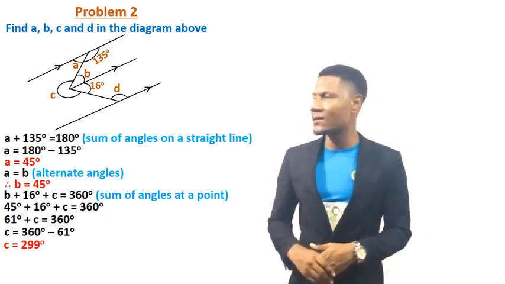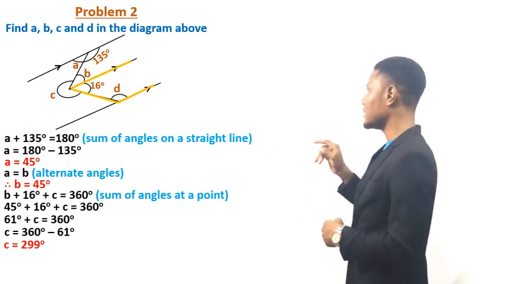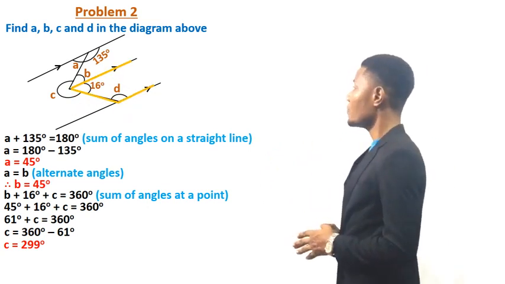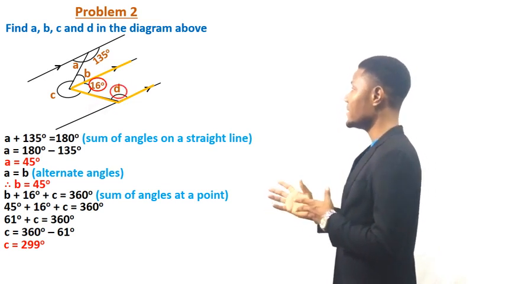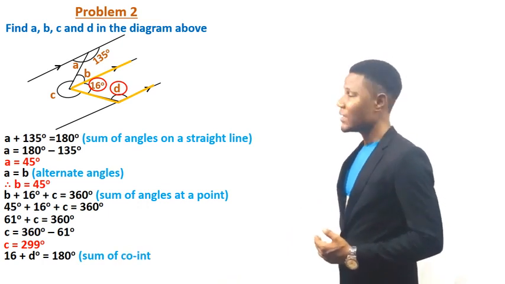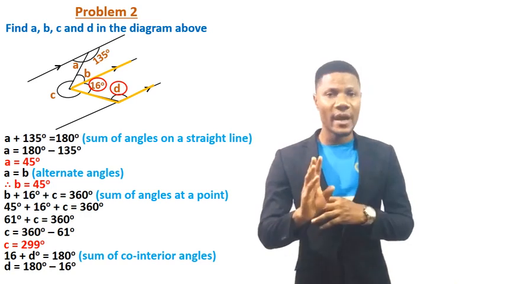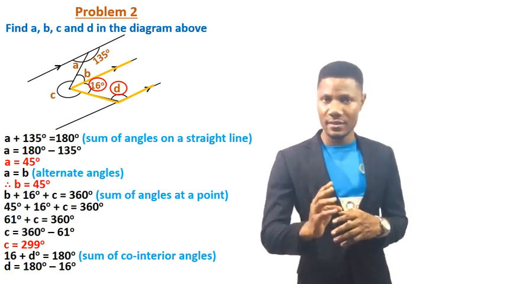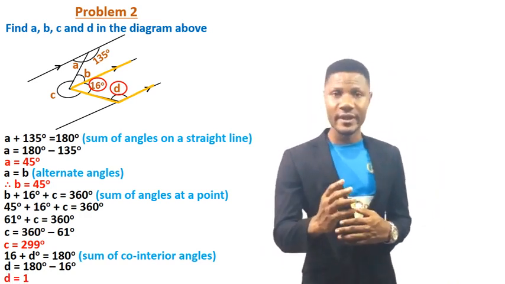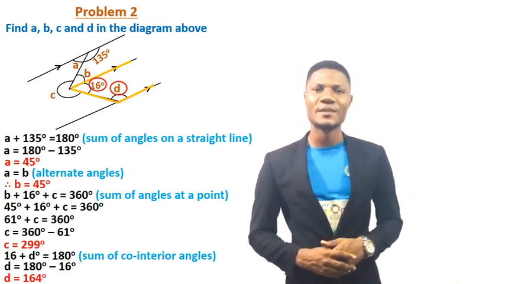You know, just draw that C. Now if you draw that C, you could see that we have 16 degrees and we have D. So 16 degrees plus D is equal to 180 degrees. So the value of our D is 180 degrees minus 16 degrees, and our D is 164 degrees. That's very easy. Let's move to the next problem.